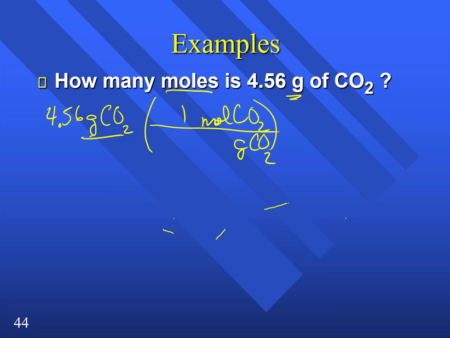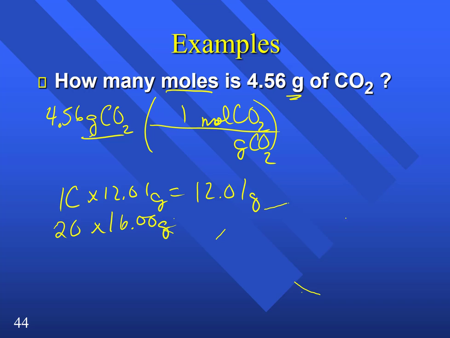And 1 mole is, well, I got to add up the numbers like you did on the bell work, so 1 C and 2 O's. Carbon on the periodic table is 12.01 grams. Oxygen is 16.00 grams. So that adds up to 12.01 grams of carbon, 32.00 grams of oxygen. So that's 44.01 grams altogether. That should have been your bell work answer today.